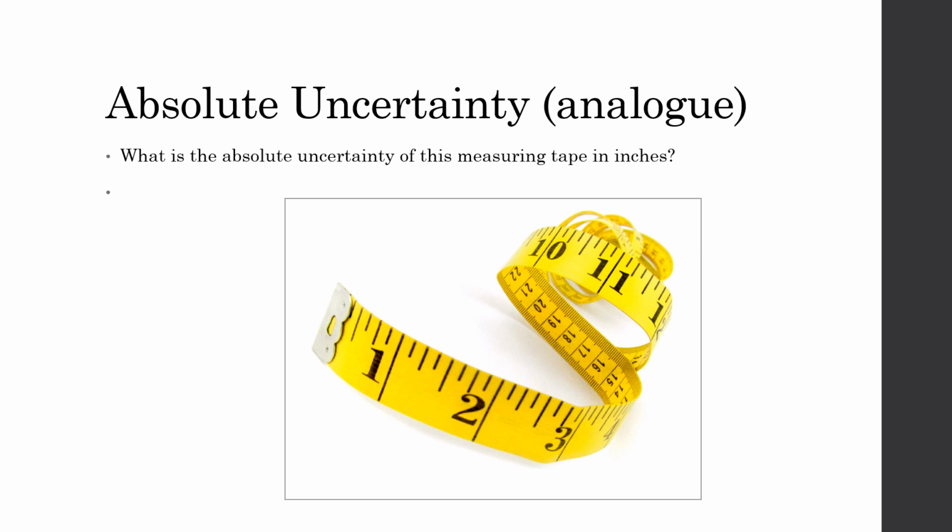So I would feel remiss if I didn't at least do one example in inches. So what is the absolute uncertainty of this measuring tape in inches? We can see between each inch that's subdivided into a half, a quarter, an eighth, right? So the smallest increment on this measuring device is an eighth of an inch. Well, we know that in order to find the absolute uncertainty of an analog device, we need to multiply that by a half, which means the absolute uncertainty is 1/16 of an inch.